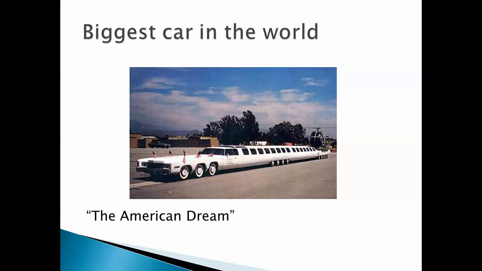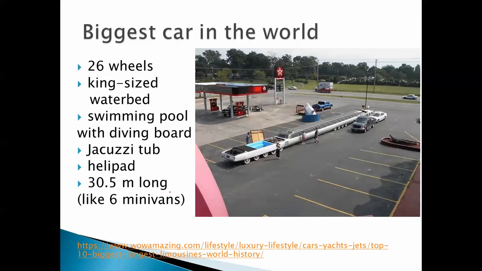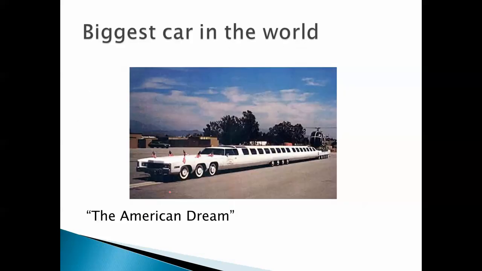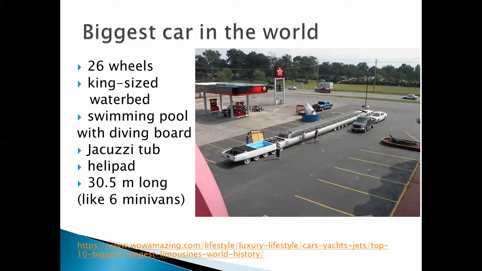By the way, talk about safe cars. This is the biggest car in the world. It's called, crassly, the American Dream. It's got 26 wheels, a king-sized waterbed, a swimming pool with a diving board, a jacuzzi tub, a helipad. You might not have noticed that, but there's a helicopter that's landed on the back of the car. And it's 30.5 meters long. That's like 6 minivans.